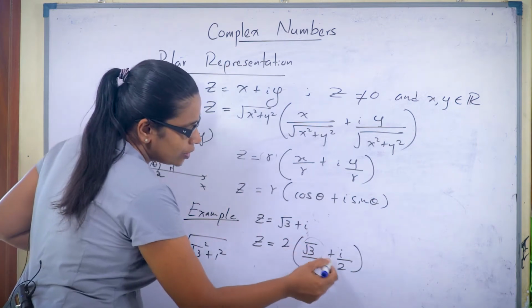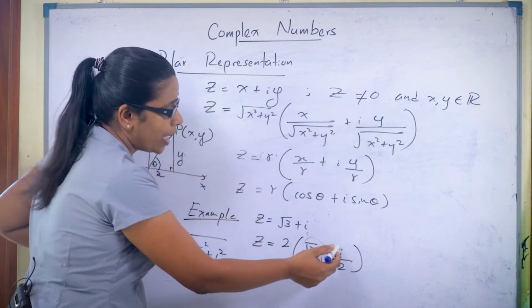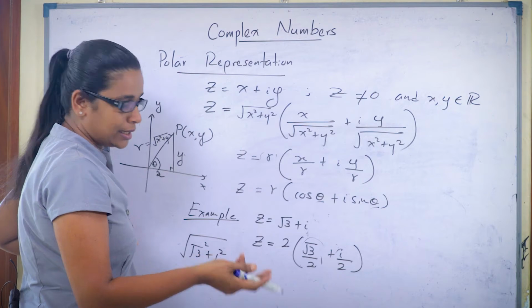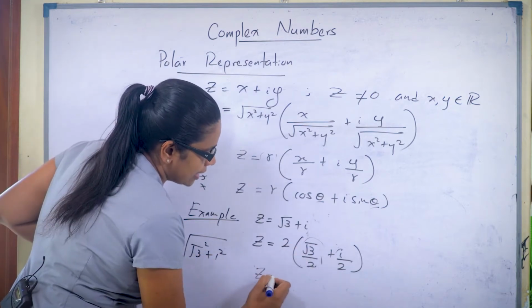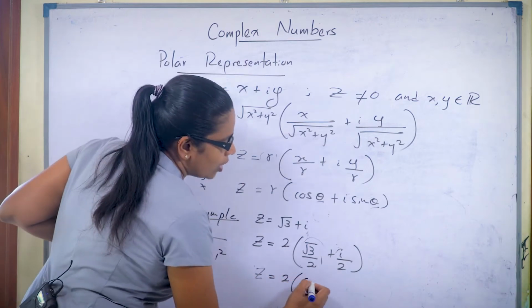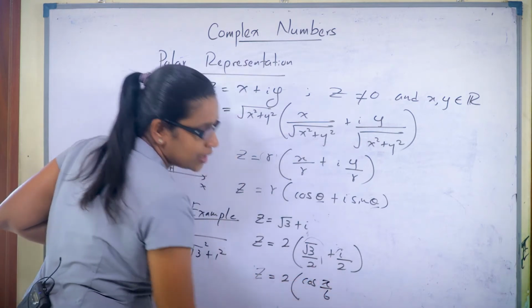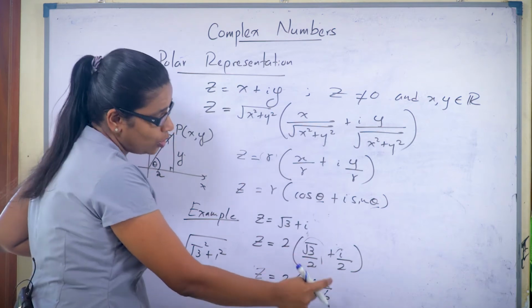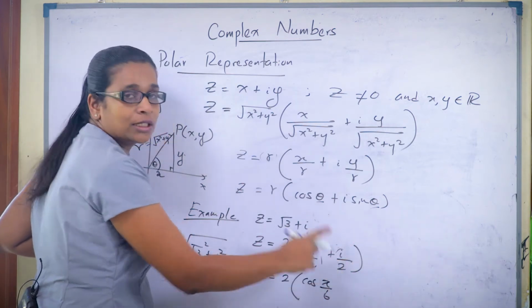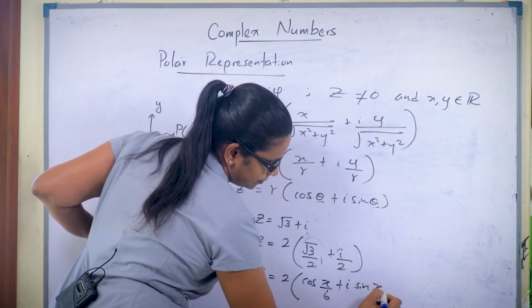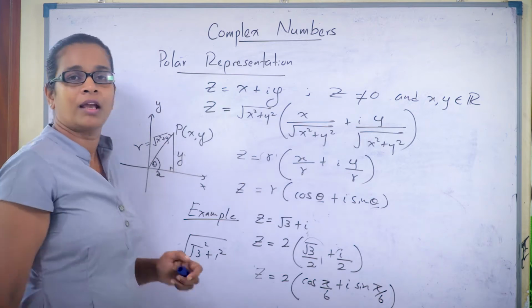So according to these values, root 3 over 2 and 1 over 2, what should be this theta value? You can decide it. I am going to write this as Z2. What is this value? Cos 5 over 6, because cos 5 over 6 equals root 3 over 2 and sin 5 over 6 equals half. So I am going to write this this way.